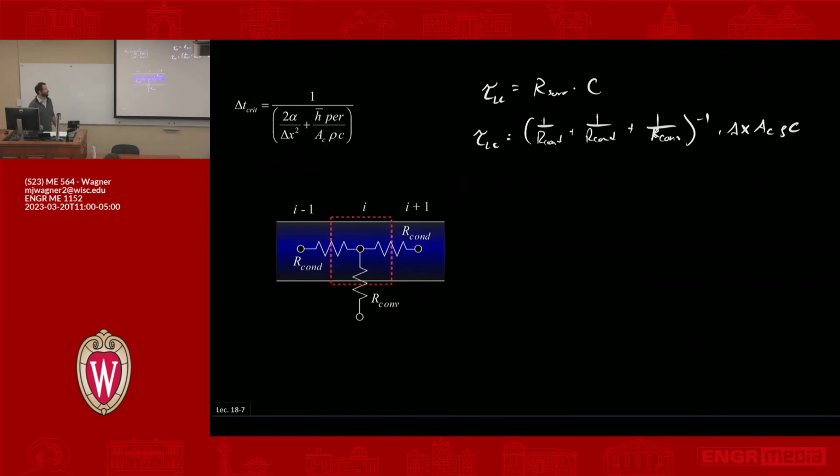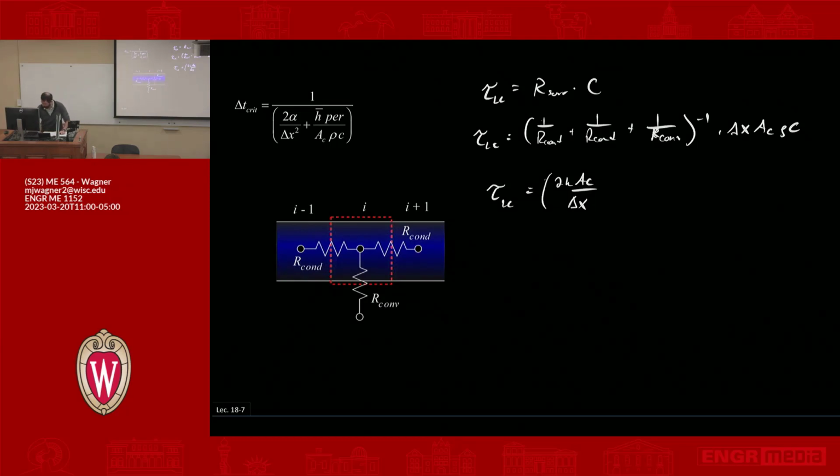So that computation, tau LC, gives us the amount of time that this volume is going to take to respond to a change in its surroundings. And again, the surroundings can be conduction or convection. So let's go through and write out what this becomes, and you'll see where we're going with this. So tau LC, if we actually evaluate these resistances, it becomes 2k A_c over delta x. That's our two conduction resistances combined together.